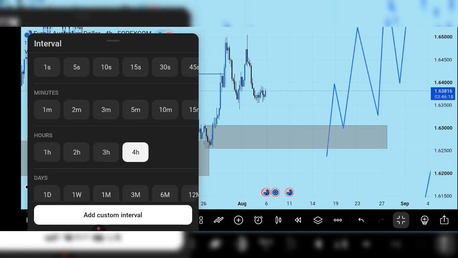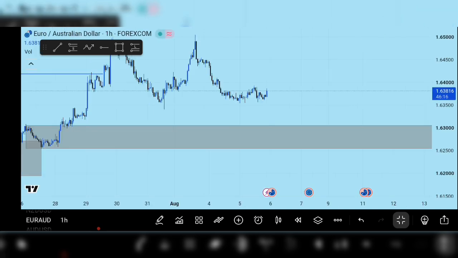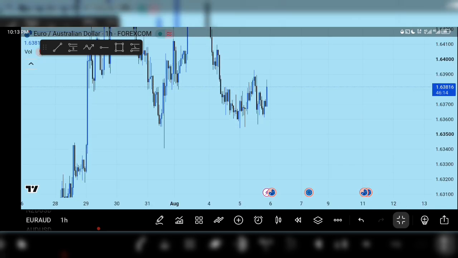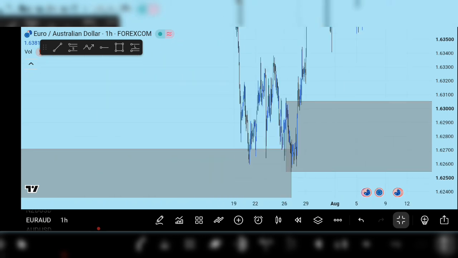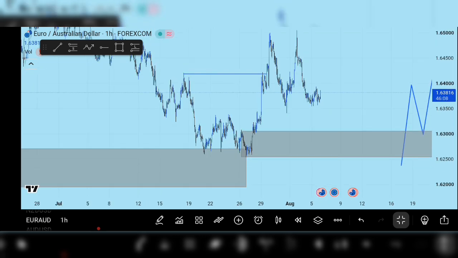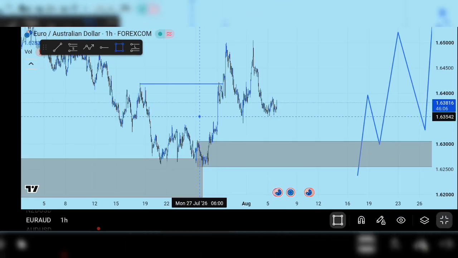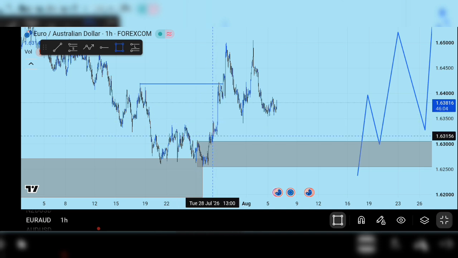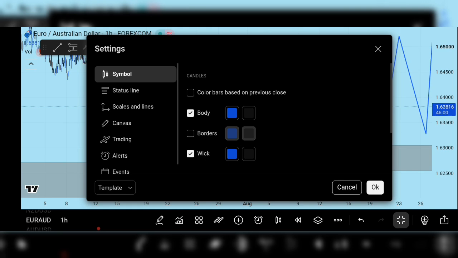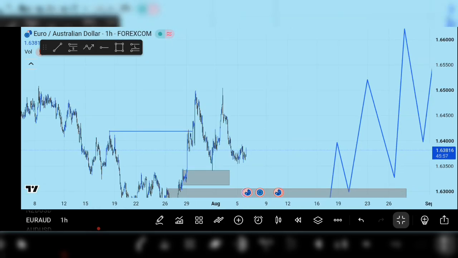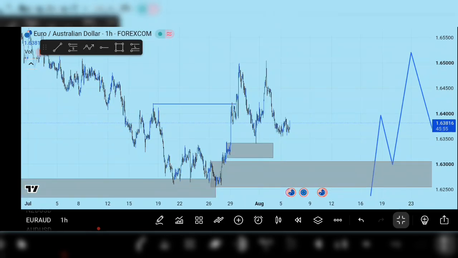Okay, let's go to 1 hour. Now what can you see here? After that break of structure, we can see this zone that price reacted to and pushed up. Price reacted there and pushed up, and after that zone, price came back, indicating that that particular origin is no longer what? Valid.